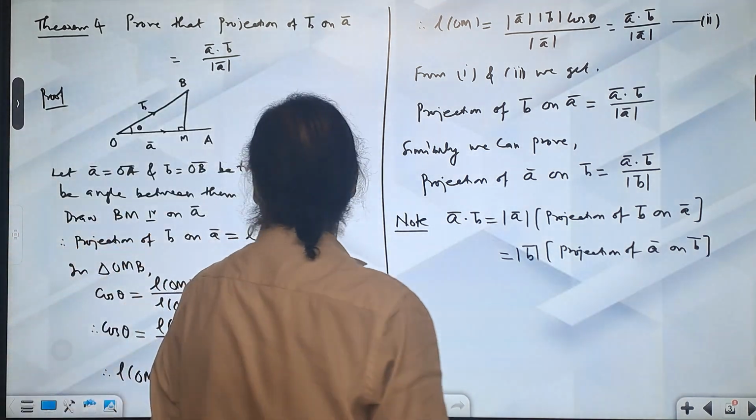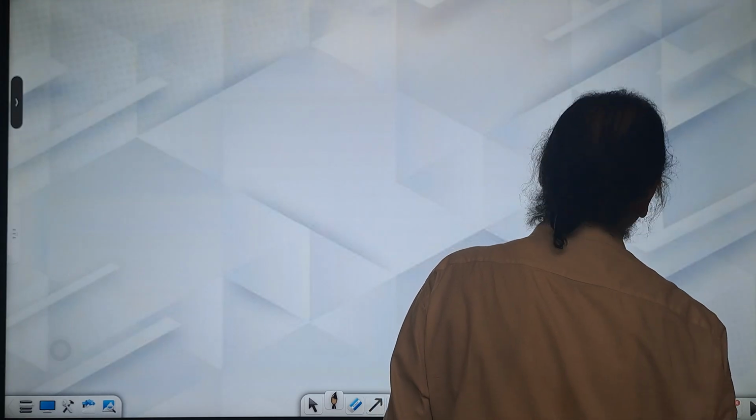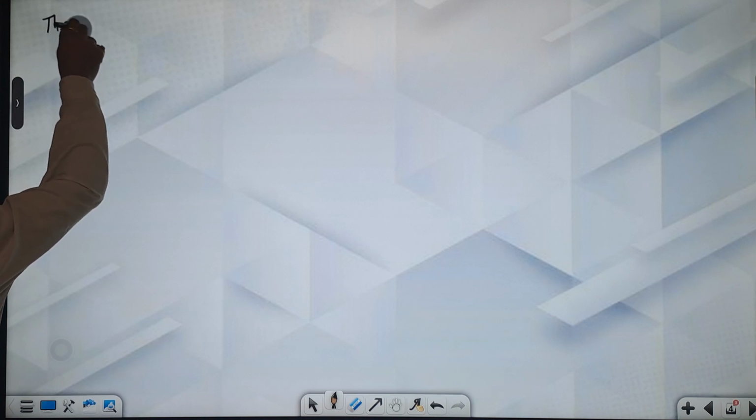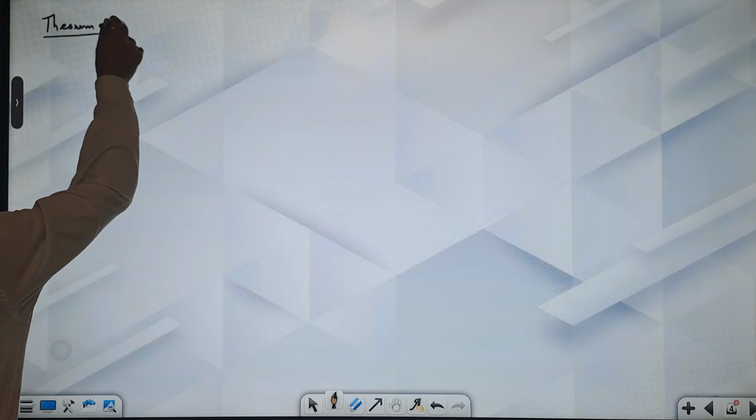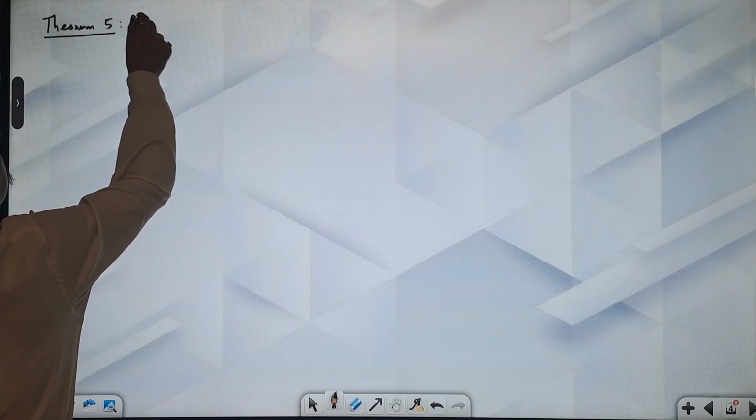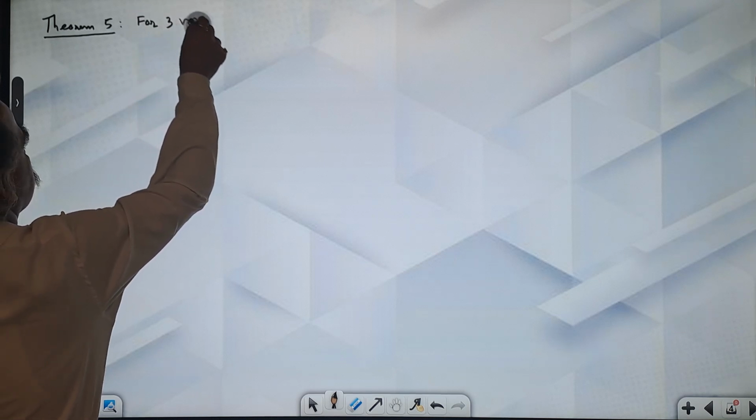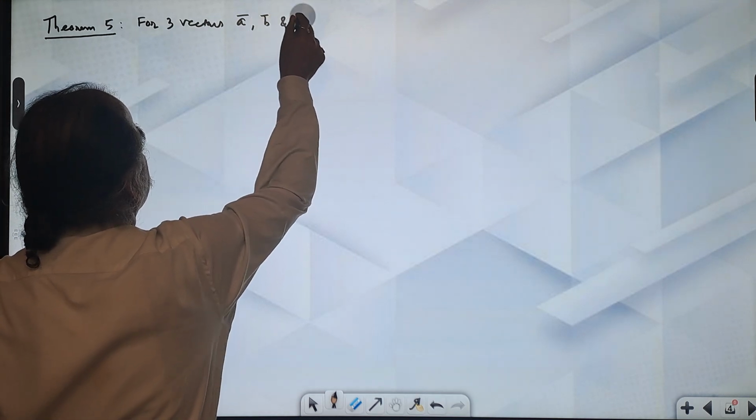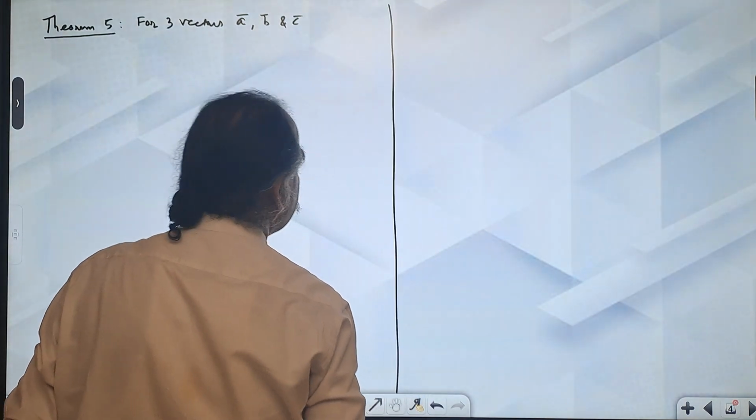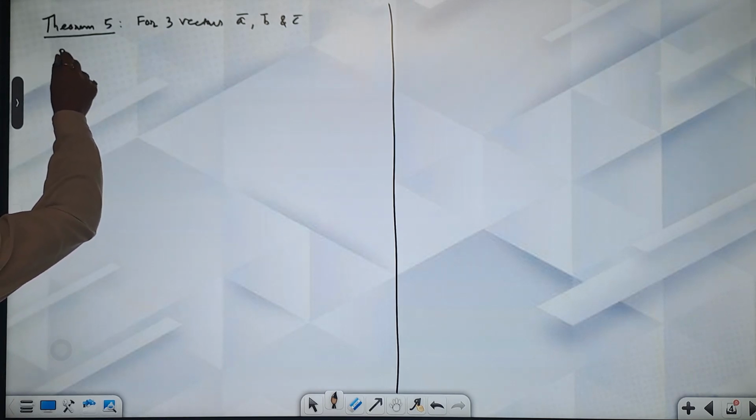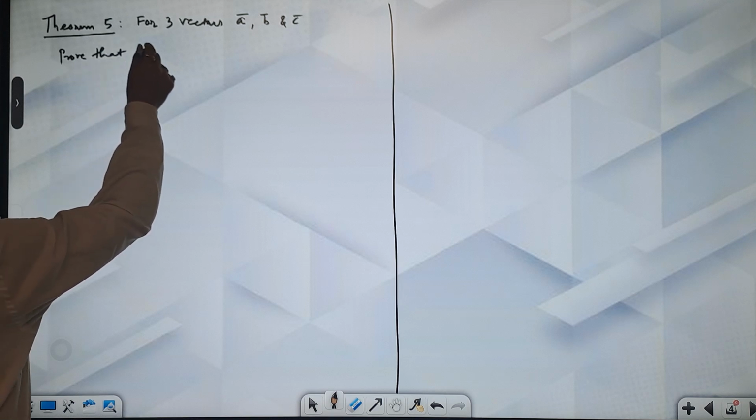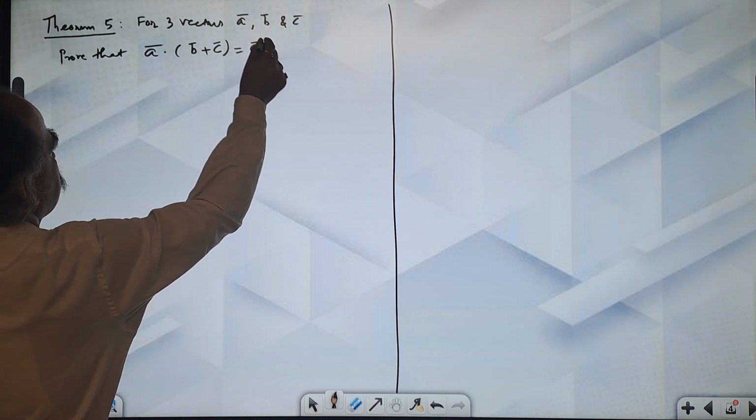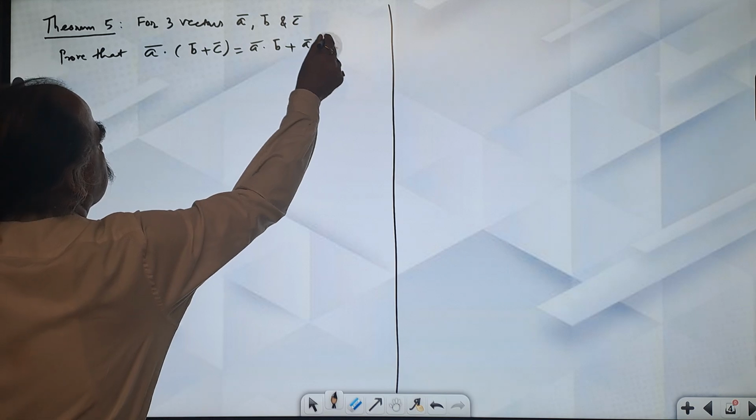Now theorem number 5 will be theorem 5. For three vectors A bar, B bar and C bar, prove that A bar dot (B bar plus C bar) is equal to A bar dot B bar plus A bar dot C bar.